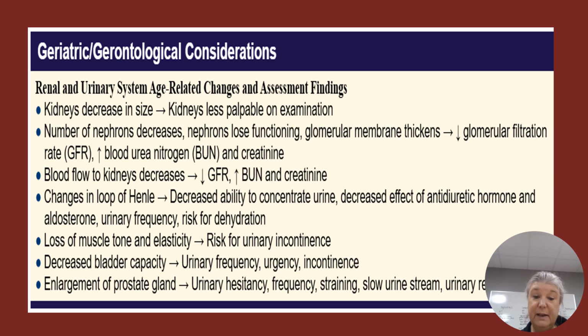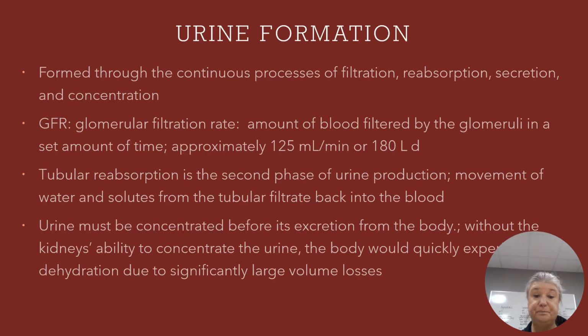So blood flow to kidneys decrease, our GFR, which is our glomerular filtration rate, decreases. We may see an increase in BUN and creatinine. You have all these physiological changes. The bladder capacity decreases, so our people have urinary frequency, urgency, and possibly incontinence. And then for guys, we have that enlargement of the prostate gland, which leads to urinary dysfunction.